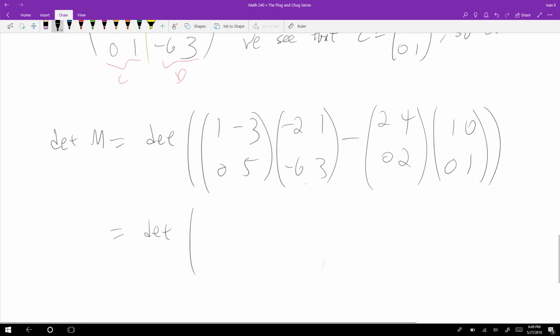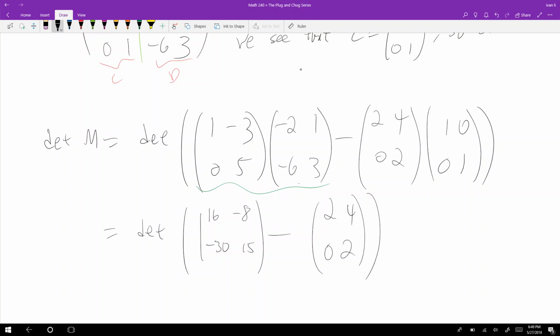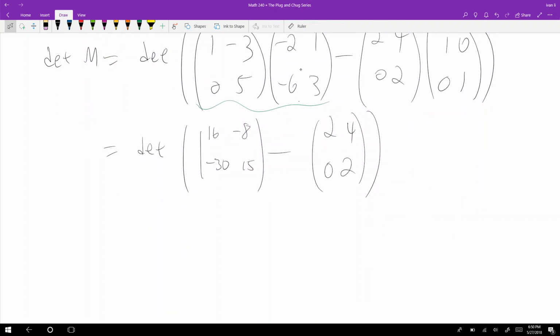So what do I get? Let's multiply these two matrices first. I want to multiply these two matrices first, and I get 16, negative 8, negative 30, 15. That's multiplying the two matrices on the left, and then you subtract. On the right-hand side, I'm multiplying something by the identity matrix, so I just get whatever I multiply back. So I get 2, 4, 0, 2 back. Now I need to do the subtraction.